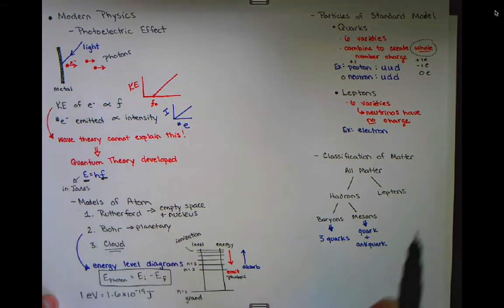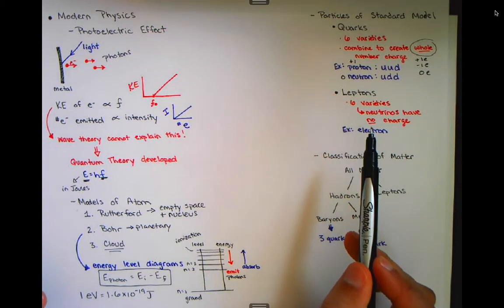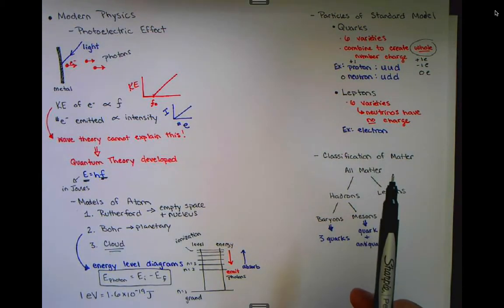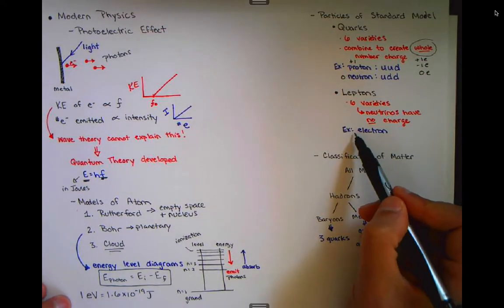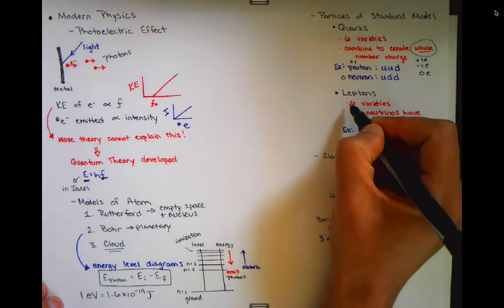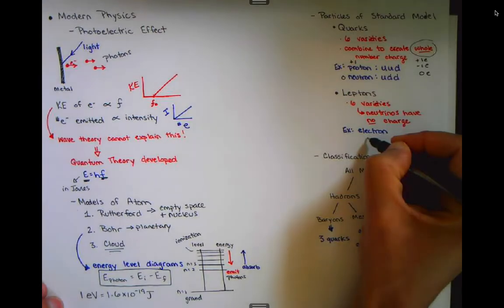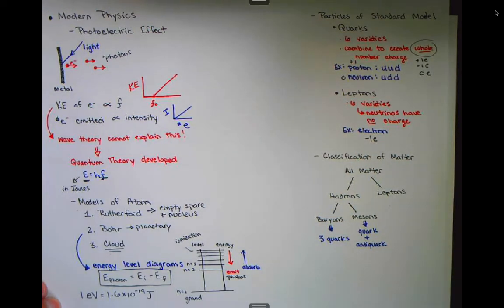Other particles of the Standard Model are leptons. Again, there are 6 varieties, an electron, a muon, and a tau, and each of those has a neutrino counterpart. Neutrinos have no charge. So the example you need to know of a lepton is an electron. All leptons, the electron, the tau, and the muon, have a charge of -1, right? But neutrinos have no charge.